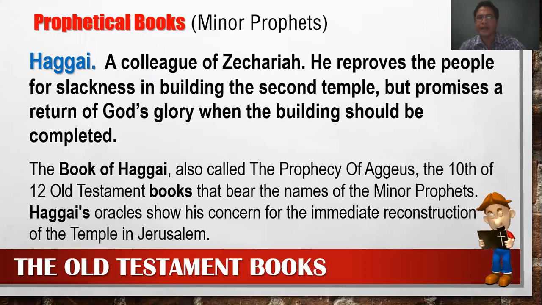The book of Haggai. Haggai is a colleague of Zechariah. He reproves the people for slackness in building the second temple, but promises a return of God's glory when the building should be completed.